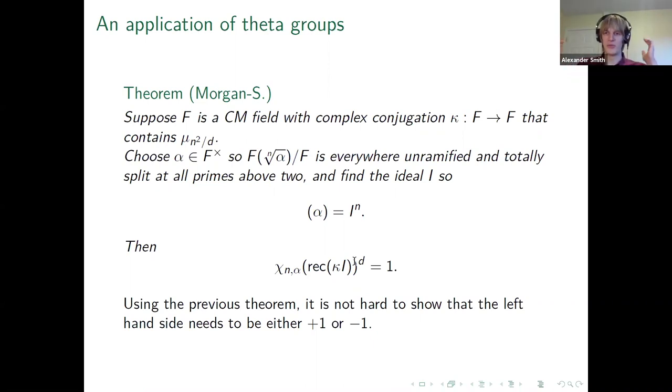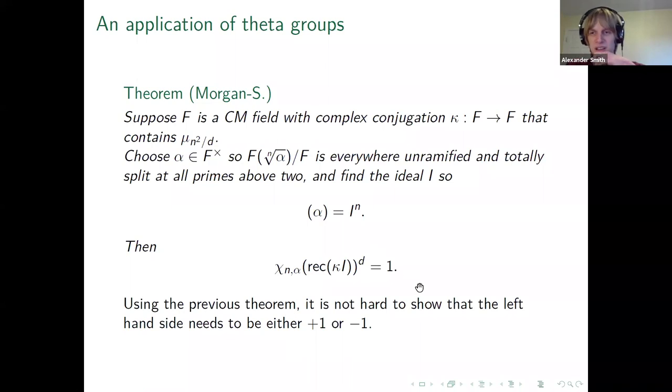Now, again, theta groups aren't like night and day. They're just telling you about the diagonal and whether the terms on it are one half or zero. So it's true that the result we put up before was enough to show that this left-hand side was always either equal to plus one or minus one. But the cool thing about theta groups is, you can now differentiate between those two cases.